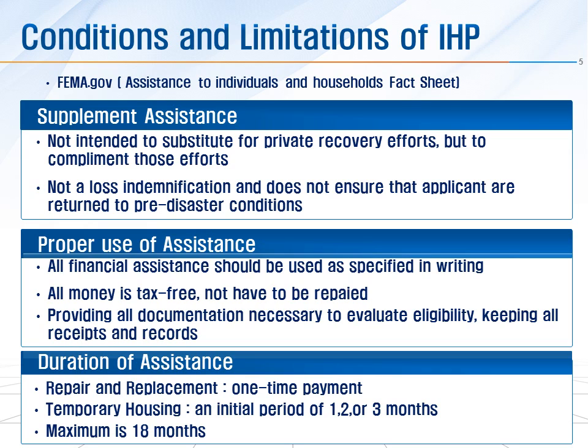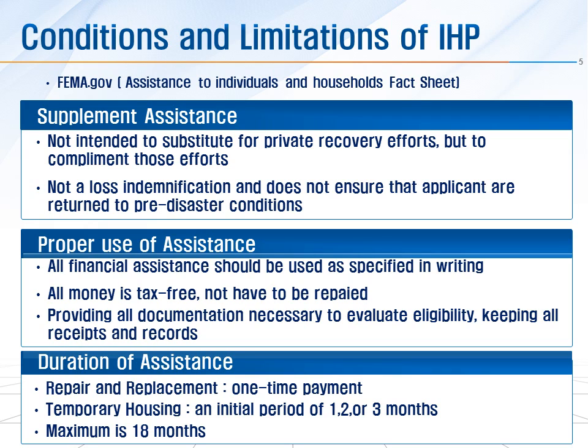FEMA expects minor housing damage or the need for short-term shelter to be addressed by homeowners or tenants. Furthermore, the disaster housing program is not a loss indemnification program and does not ensure that applicants are returned to their pre-disaster living conditions. Second, proper use of assistance.